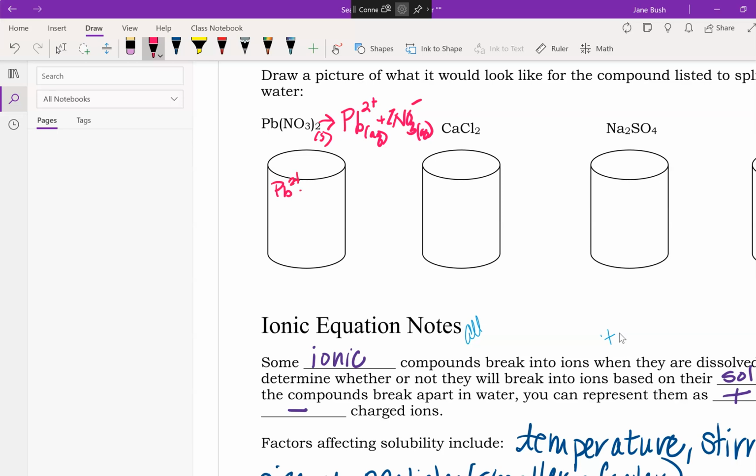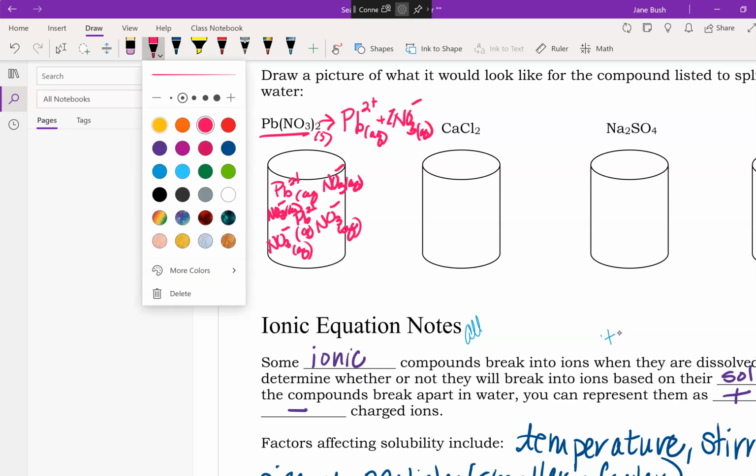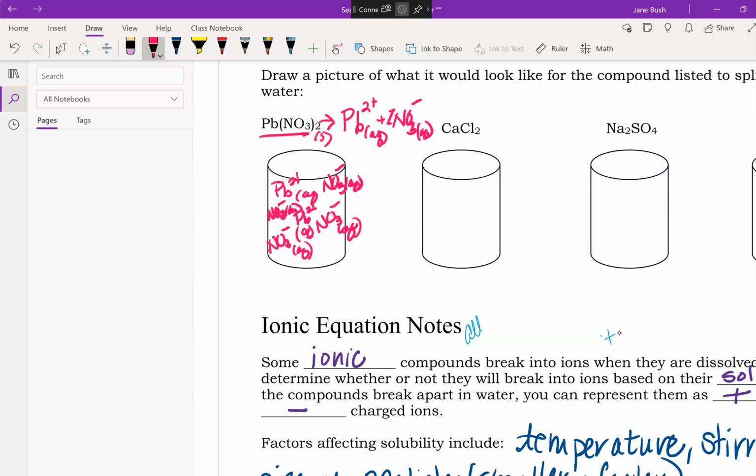Lead, nitrate. How many Pbs are there? How many are in the name? No. Lead's going to make 2 nitrates, so you have to have 1 lead for every 2 nitrates. So if you do 2 leads, you have to have 4 nitrates.